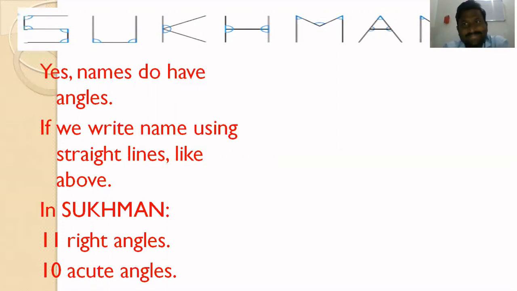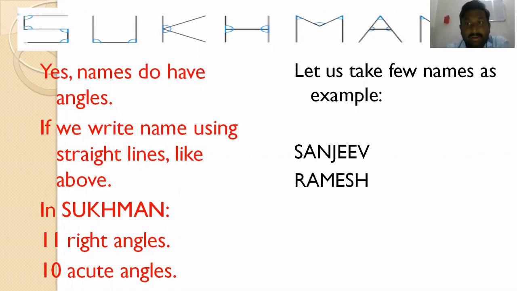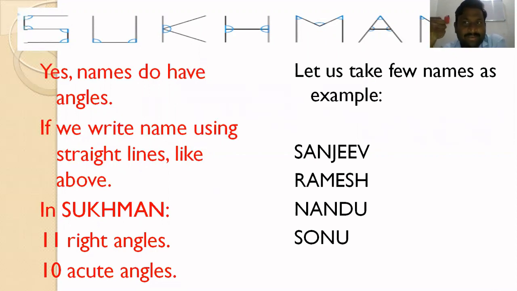So let us see how many angles are there in your name. Let us take a few names as examples so that we can learn how to count angles. I will take a few names like Sanjeev, Ramesh, Nandu, Sonu, and one English word, of course, Class. Okay, so let us start. For this purpose, I will take you to the classroom so that you can understand properly.